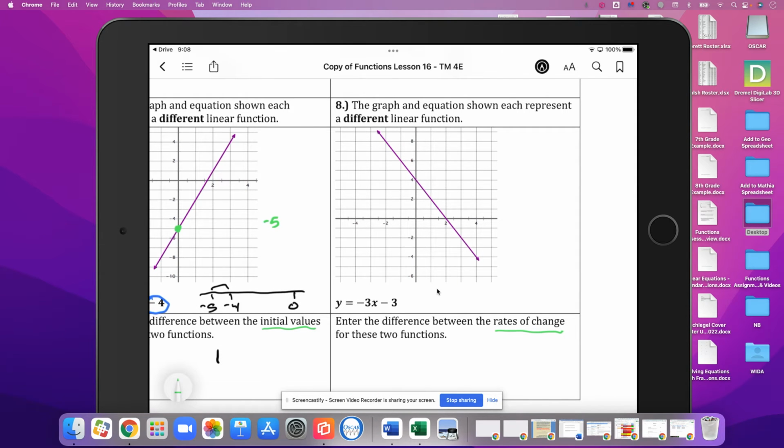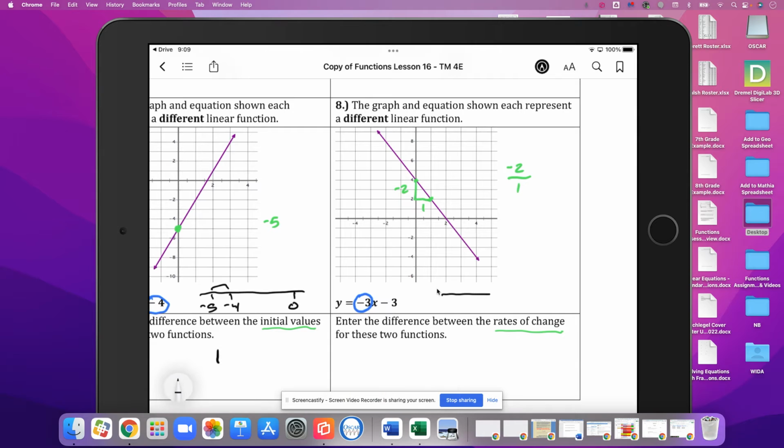The rate of change on the graph, it looks like I could get a perfect point right here and right here. So down 2 and to the right 1. So a slope of -2 over 1, or rate of change of -2 over 1. For the green one, and for the blue one, a rate of change of -3.